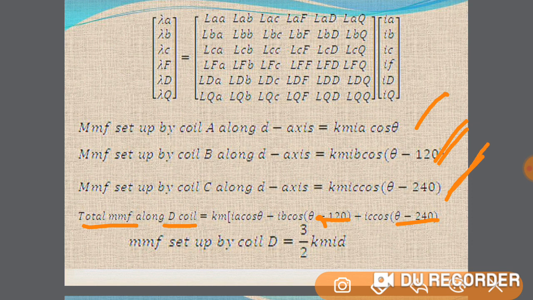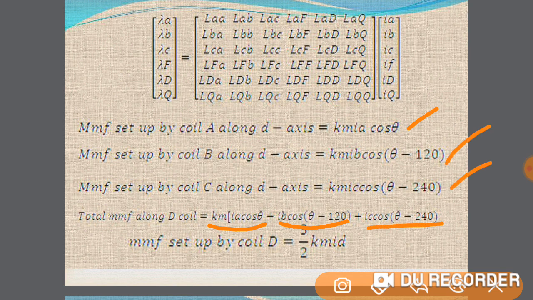The rest you can see here: this is the term A of the first equation, this for the second equation, and this for the third equation. Km was common, so we took it out, and then we made the addition of these three. So finally we arrive at the total MMF set up by the coil with this equation. So this was the total MMF set by the coil for the direct axis. It is 3 by 2 Km ID.